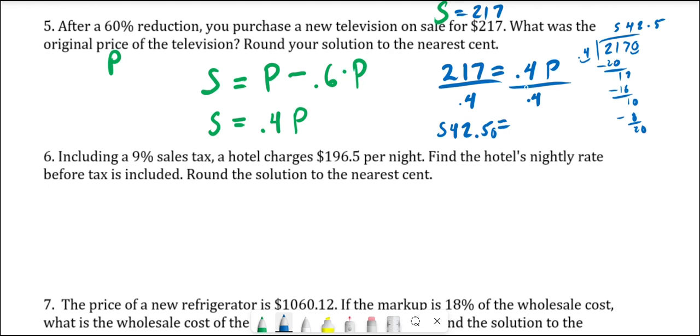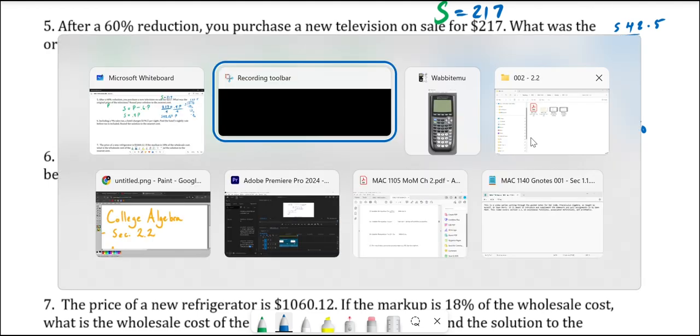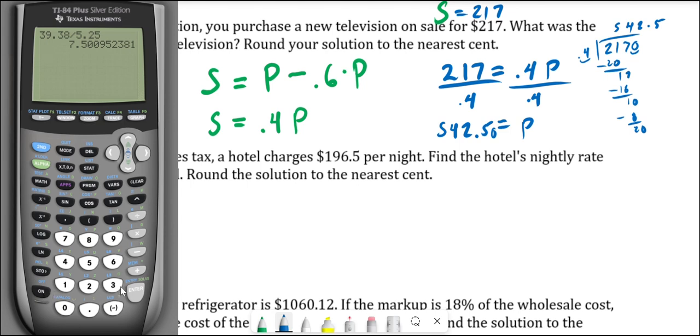542.50. Let's round it to the cent, and that's equal to P. Now, we could check our work. Of course, we could check our work on a calculator. What is 217 divided by 0.4? And there we have it.